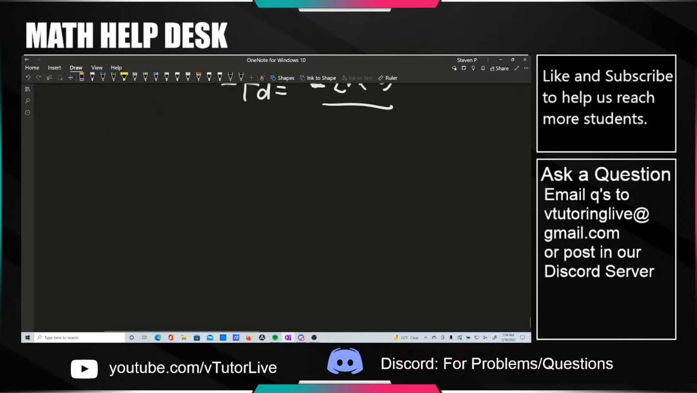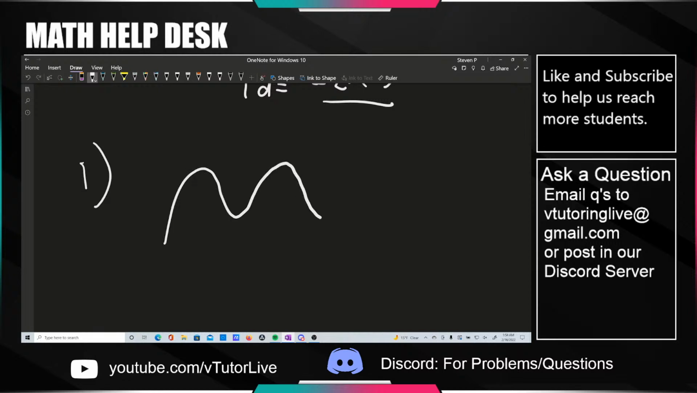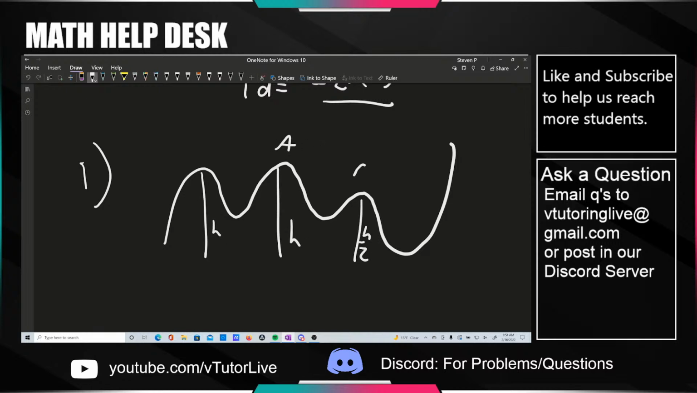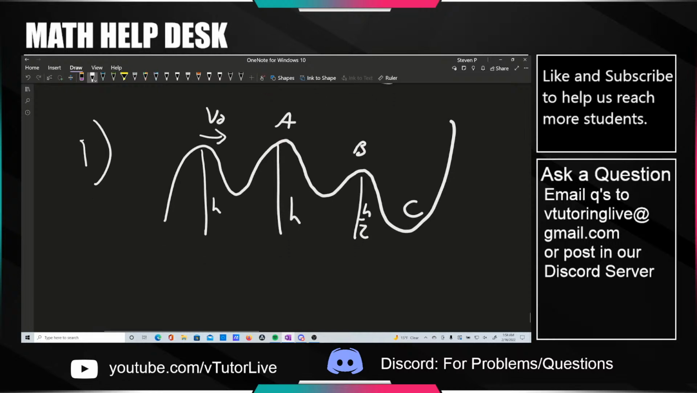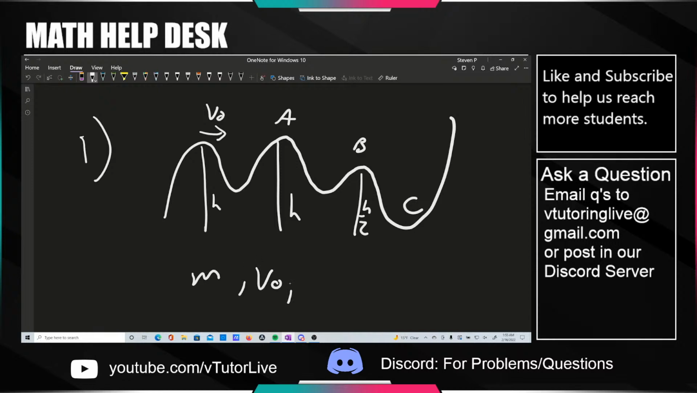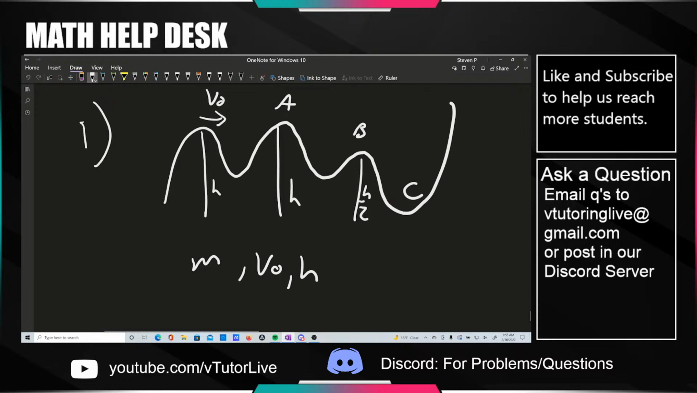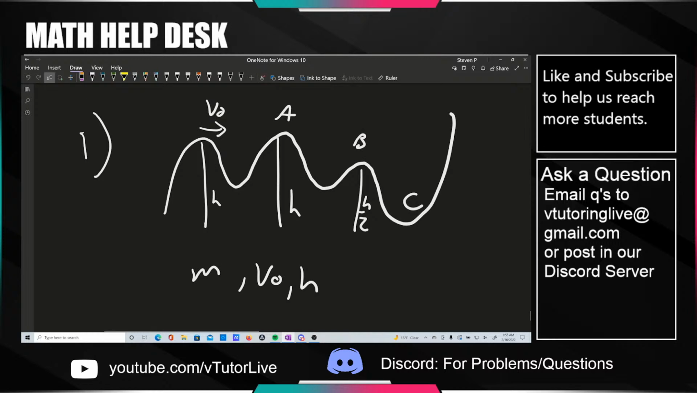Anyways, we keep going. What is this now? I think this is next week's homework, maybe? But it's saying that there's some roller coaster looking thing. And I guess this is height h. This is height h. This is h over 2. And this is A, B, and C. And this is v naught. All right, you're given the mass. You're given v naught. You're given h. How much work does a gravitational force do from that point to point A?